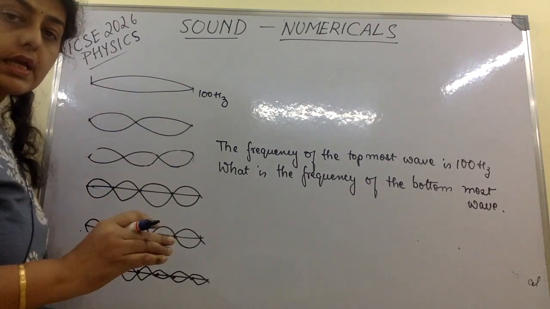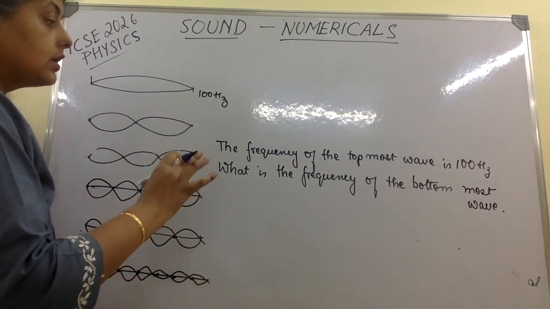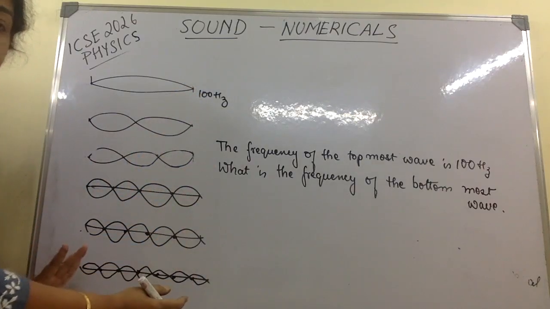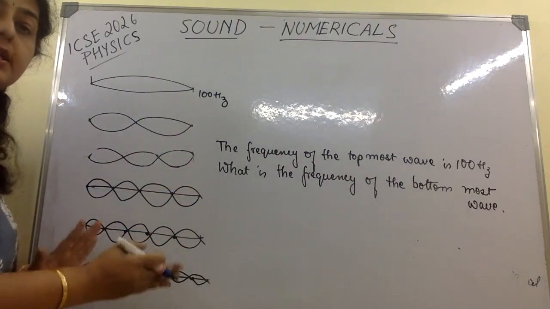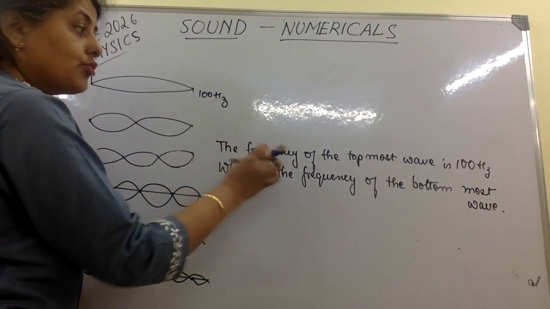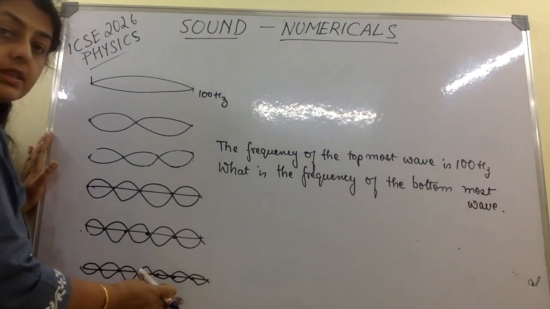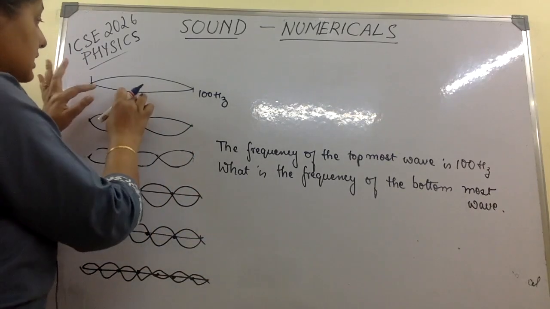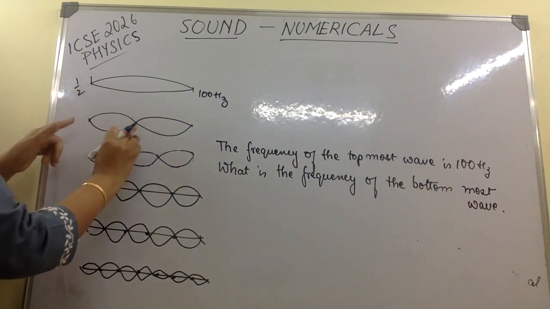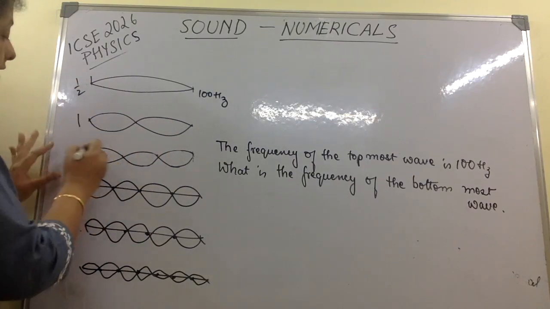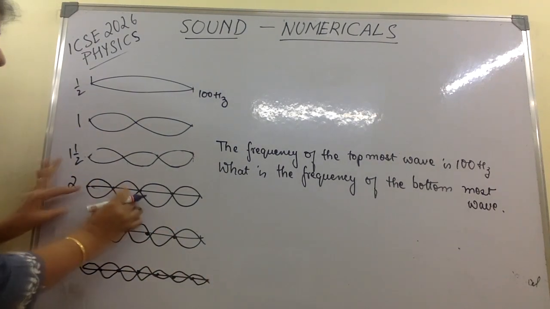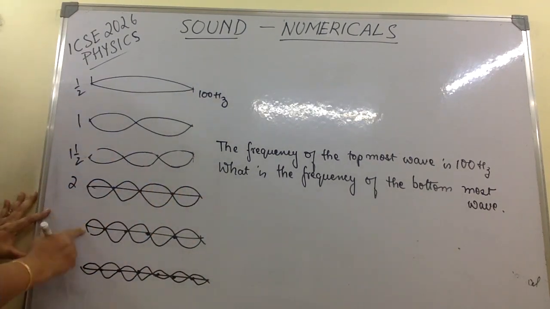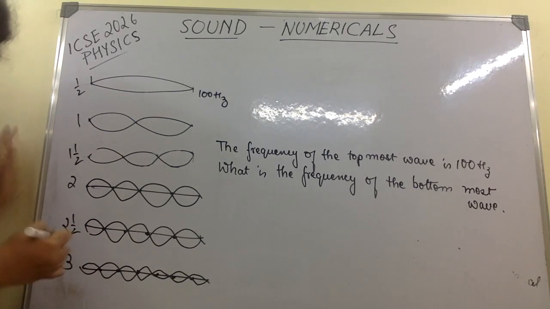Now here I have all these are happening in the same time period, because this is a displacement time graph and they are equal, given equal in the question. The frequency of the topmost wave is 100. What is the frequency of this, the bottommost wave? Okay, first let's see, this is just half a wave. Can you see this is one full wave? This is 1.5 wave, okay? And this is two waves, one wave till here, another wave till here, okay? Here this is 2.5 wave and this is 3 wave, okay?